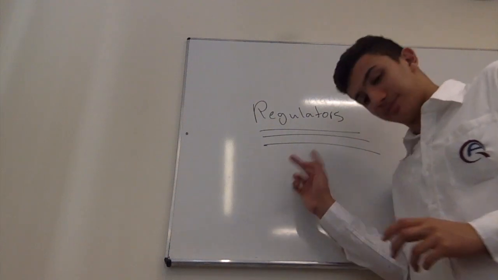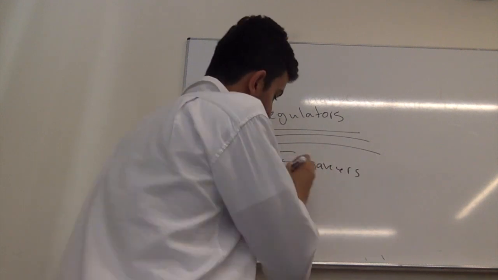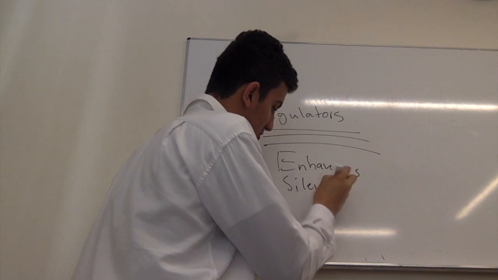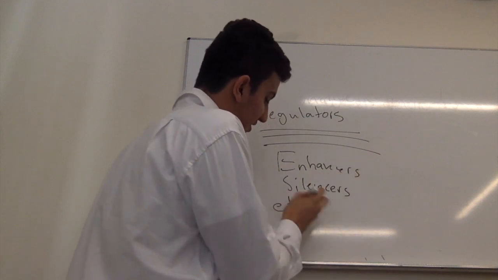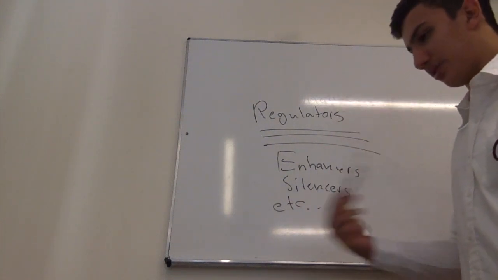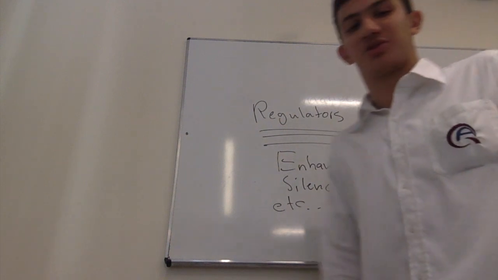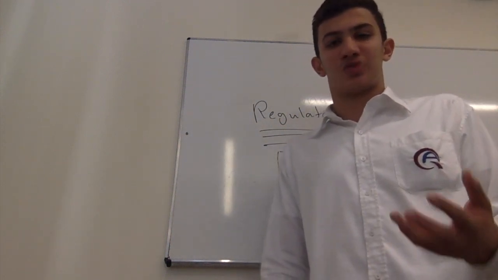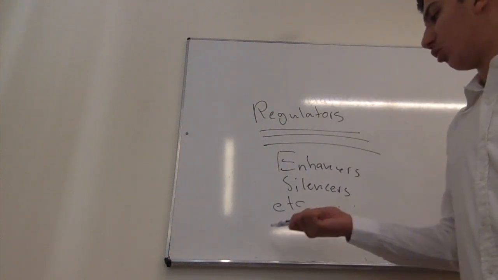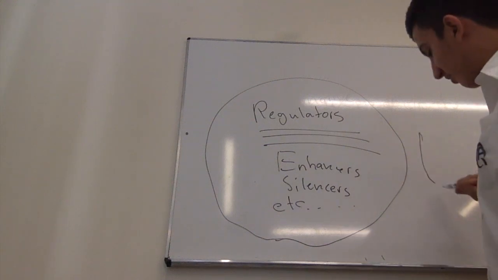So the regulators include enhancers, silencers, and etc. Enhancers will increase the likelihood and indeed the transcription rate of certain genes, whereas silencers do the opposite, they inhibit the transcription rate of certain genes. All very, very important.